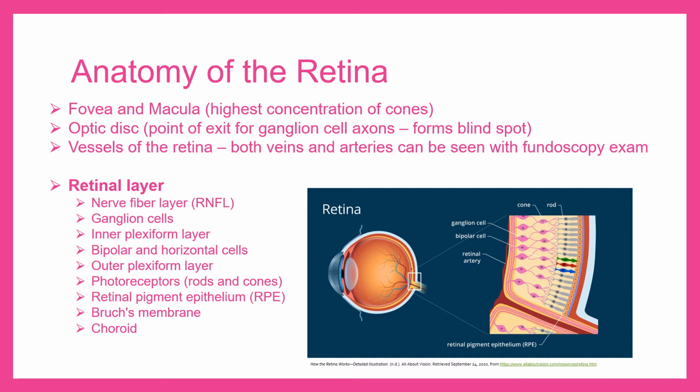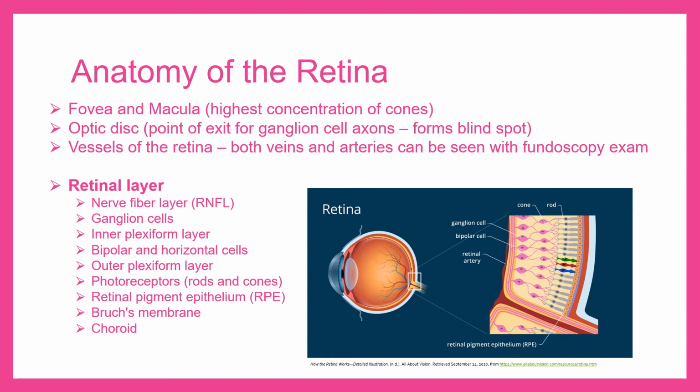When you view the retina through a fundus exam, you may find different parts of the retina. The fovea and the macula are located on the temporal side, and this has the highest concentration of cones that make up your central vision. The optic disc is located nasally, and this is a point of exit for all the ganglion cell axons. The light converting here will not be perceived, and thus this forms a blind spot. The vessels of the retina, both the veins and the arteries, can also be seen with the fundoscopy exam.